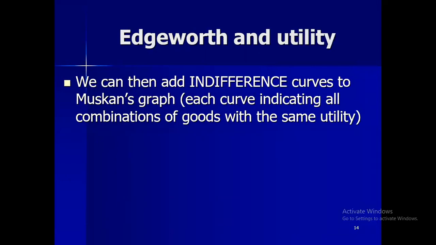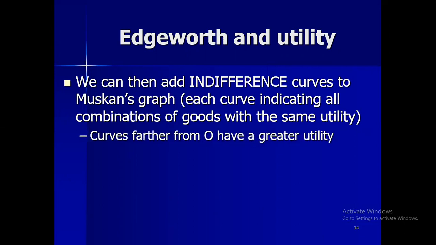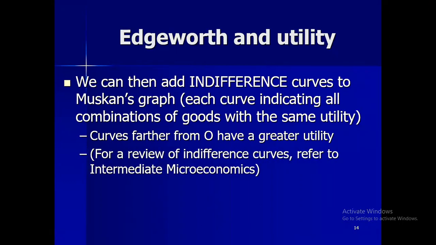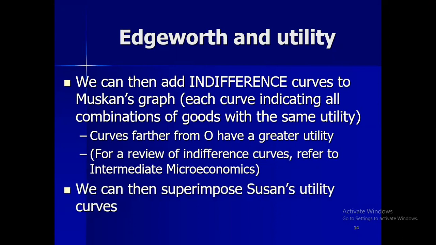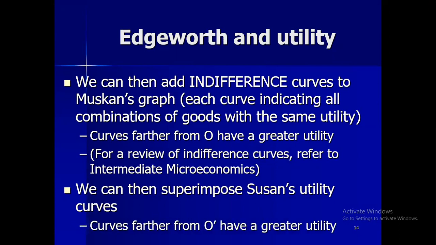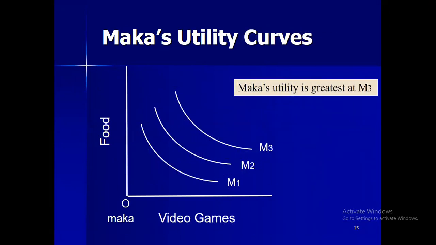We can then add indifference curves to Makkah's graph, each curve indicating all combinations of goods with the same utility level. Curves farther from the origin, the same concept we have discussed in microeconomics, give greater utility: the farther the curve from the origin, the greater the utility you will get. For a review of indifference curves, you will discuss it further in intermediate economics. We can then superimpose Susan's utility curves. Curves farther from her origin, O dash, have greater utility. Let's see how it looks.